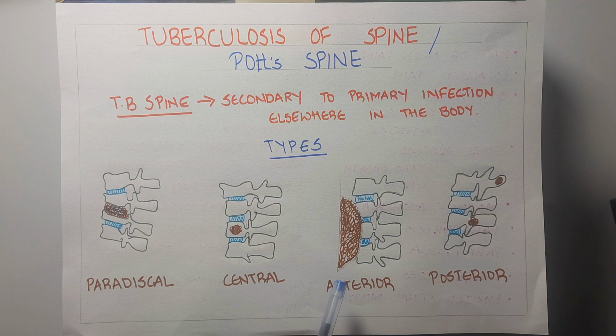In the anterior kind of Pott's spine, there is erosion of anterior part of the vertebral column and the pus travels up along the anterior longitudinal ligament. Posterior elements of the spine are destroyed.